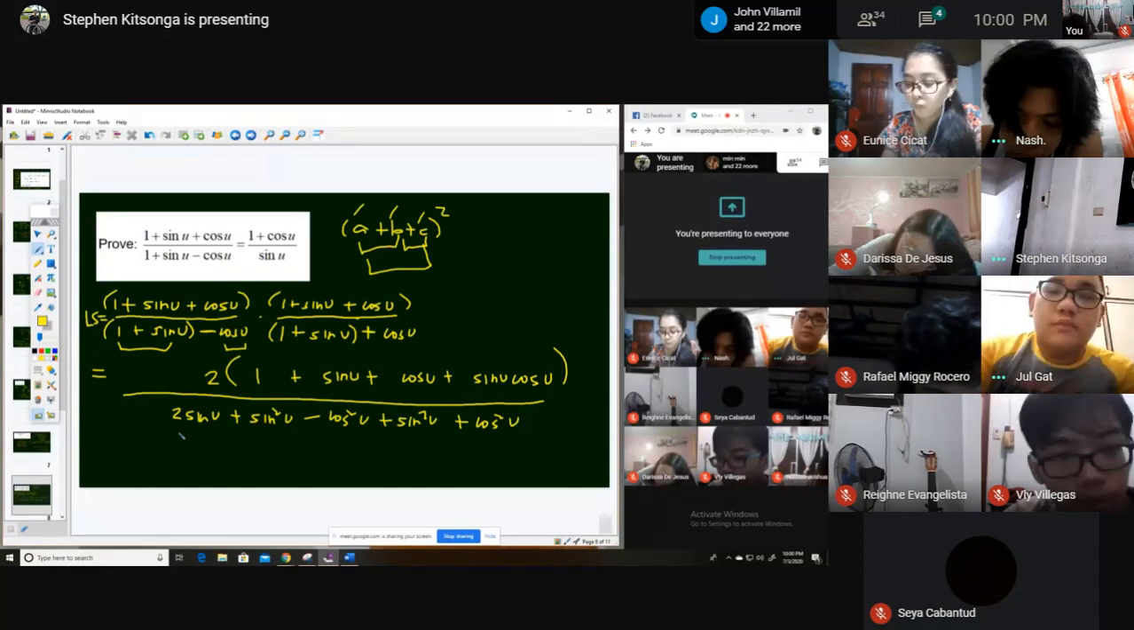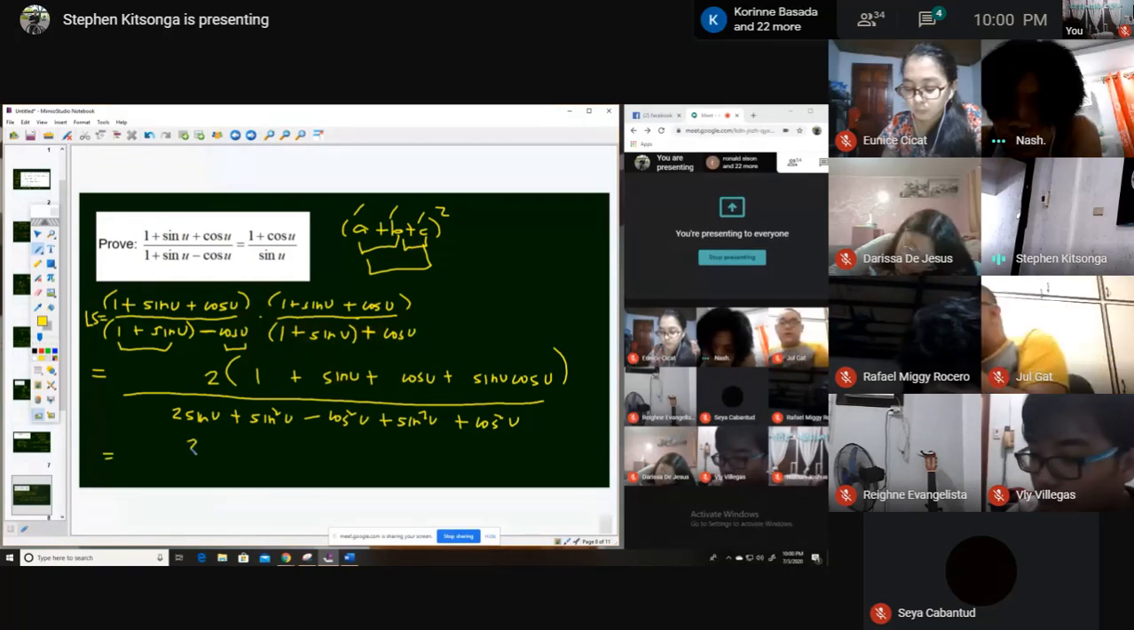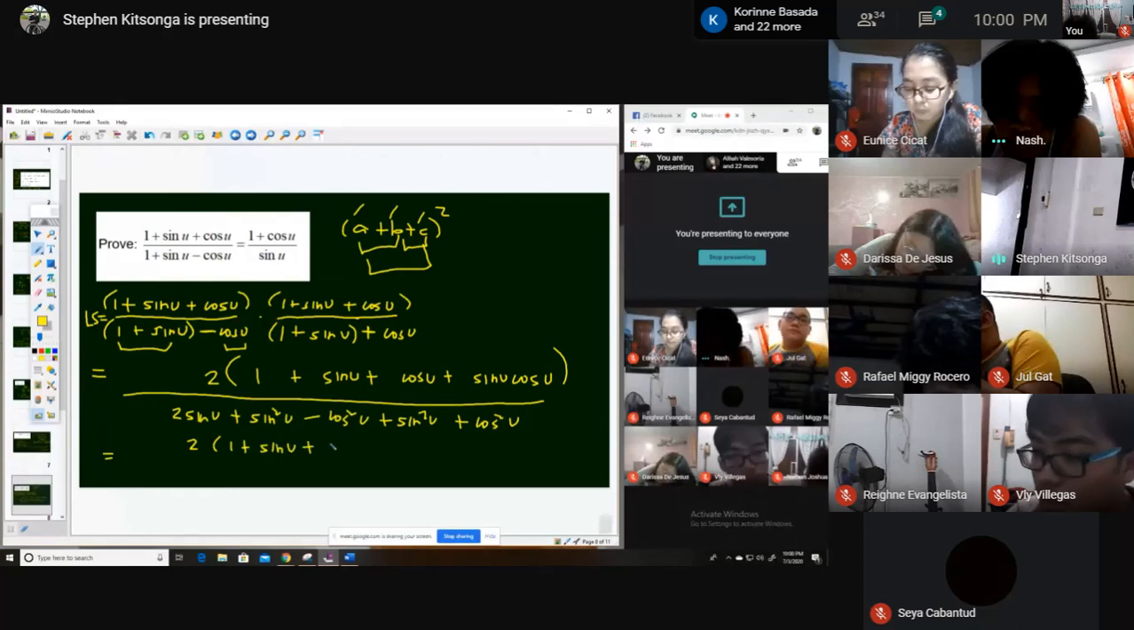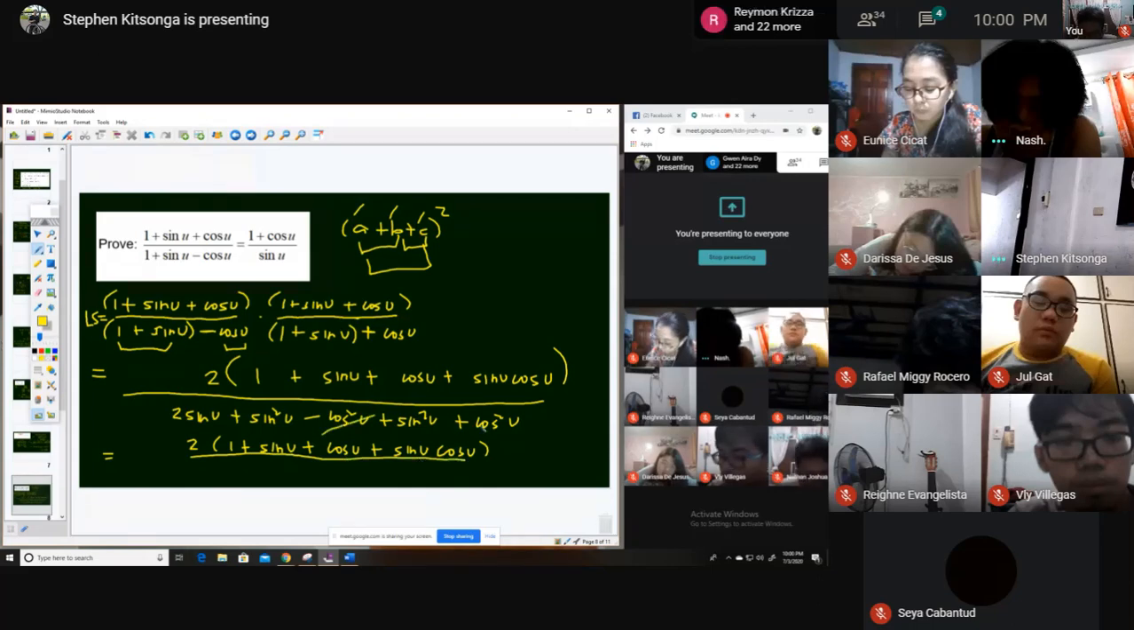Ang mangyari is this. Numerator will have to be 2, quantity 1 plus sine u plus cos u plus sine u cos u. Denominator ay magiging, cancel out to, sine squared u, sine squared u. And what's that? 2 sine squared u.